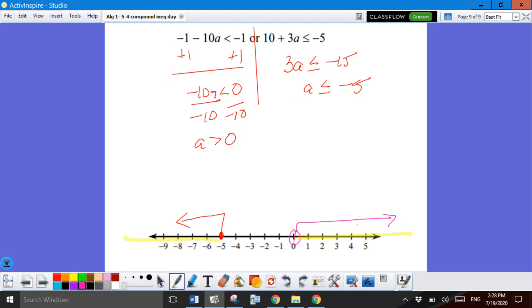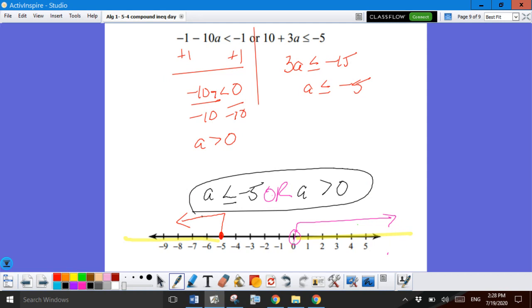Okay, and remember to write my solutions. Okay, if it's an or, I'm going to actually write the word or. I have a is greater than 0. A is less than or equal to -5. It's going to match the graph.